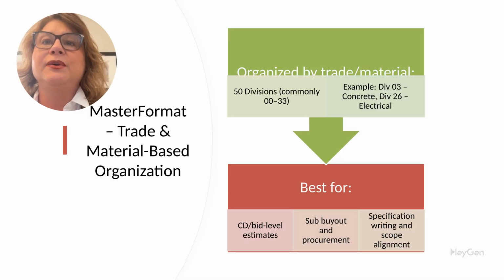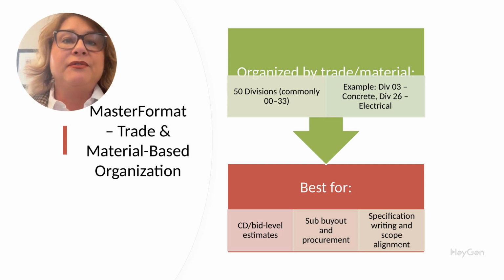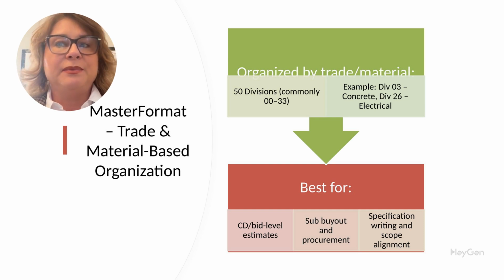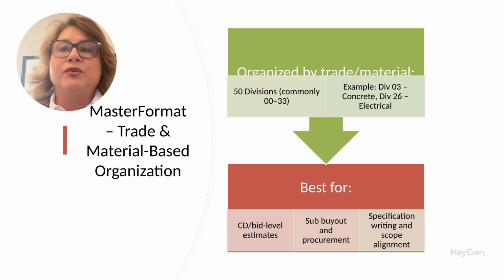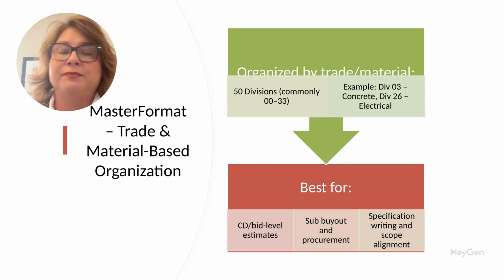Master Format is the industry standard when it comes to organizing construction documents, specs, and trade packages. It's organized by trades and materials using 50 divisions, although we commonly use divisions 00 through 33 for most building projects. Examples include Division 03 for concrete, Division 26 for electrical. Master Format is best used when you're developing CD phase or bid level estimates, managing subcontractor buyout and procurement, or writing specs and aligning scopes to detailed drawings. This is the format you'll use when you get into trade level detail or start issuing bid packages.